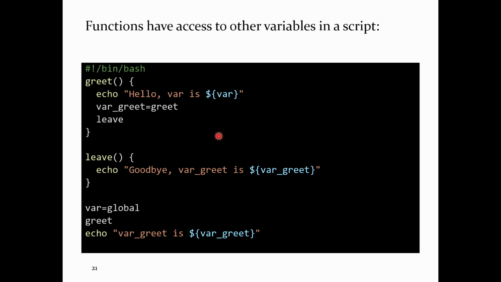You have to be careful with this because remember, bash will create the variable for you the first time you use it. So for example, if I don't call greet here, if I get rid of that line and I call leave instead, you're going to get goodbye, var greet is the empty string. You don't get an error or anything like that, because var greet will get created right there. So you have to be careful about that.